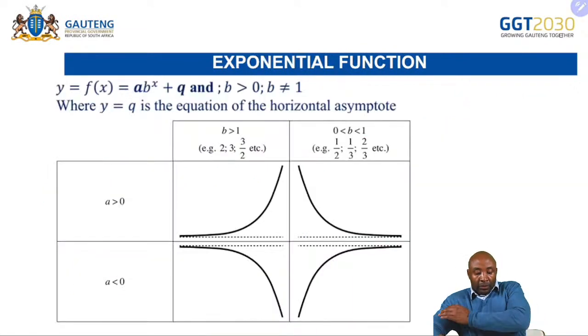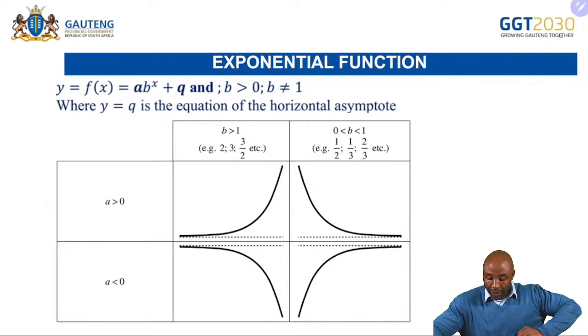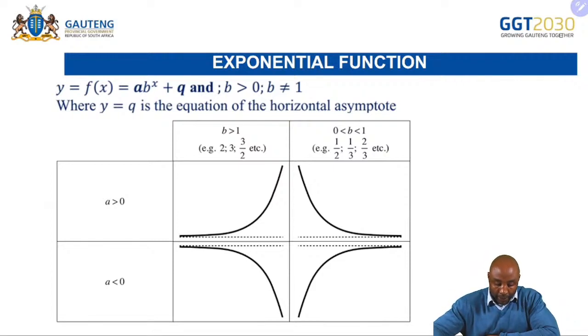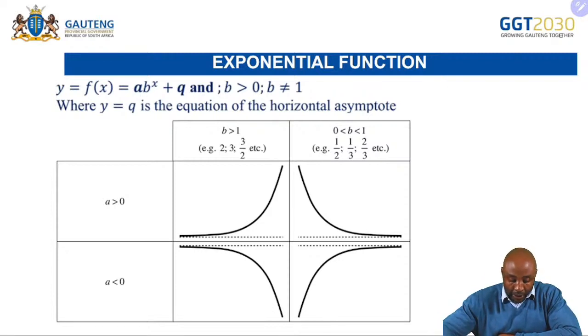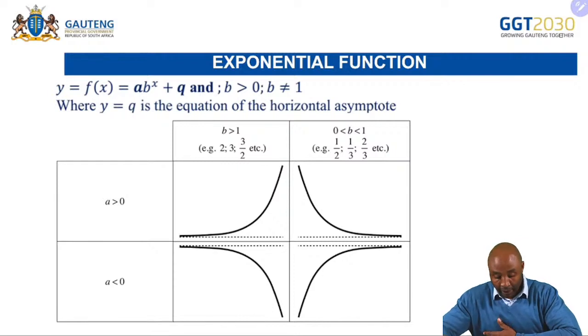Now we want to look at the exponential function. It's given by f of x is equal to a times b to the power x plus q. We can have b greater than 0, but b cannot be equal to 1. Remember, we said our b can be greater than 1, or our b can be a fraction between 0 and 1, as you can see there.